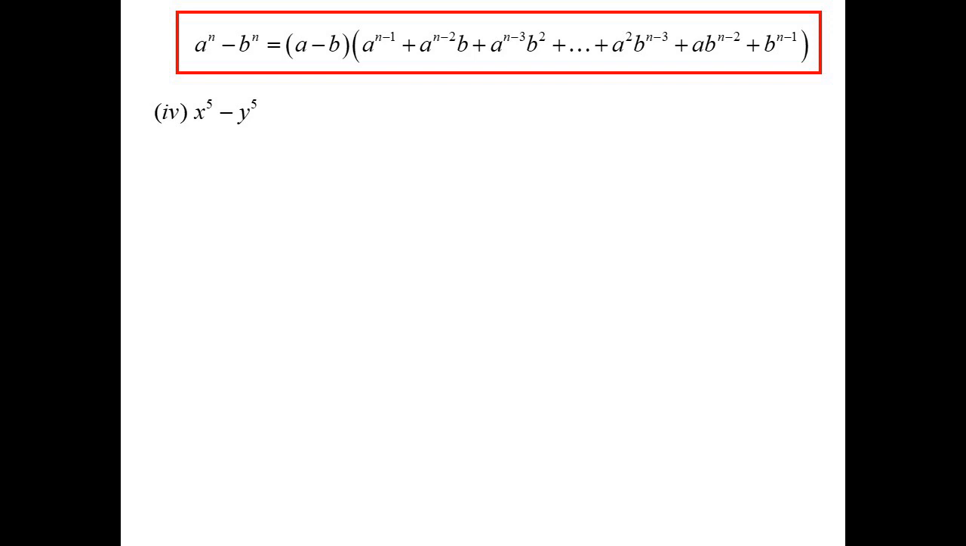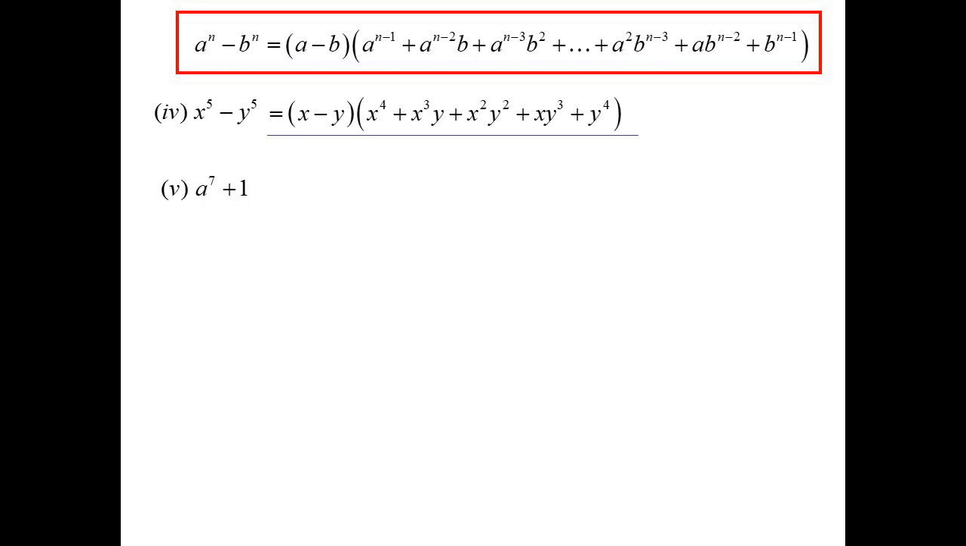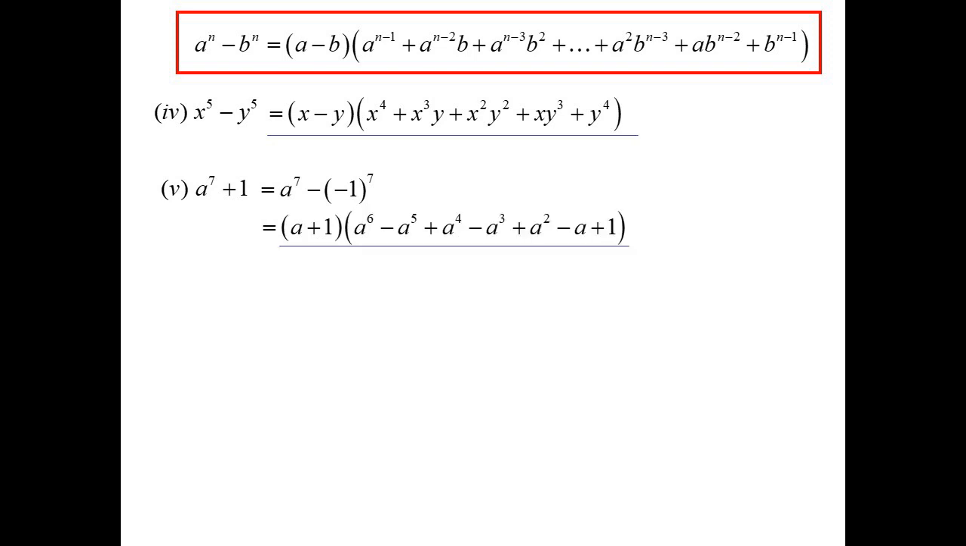So if I have x to the power of 5 minus y to the power of 5, it starts with x minus y. Powers of x going to start at 4, go down by 1. Those two powers always adding up to give 4. Here's the sum. The reason we don't have a sum is because I can rewrite this like that. Plus 1 is the same as minus 1 to the power of 7. And I use the formula for a to the power of n minus b to the power of n. So we end up with that.